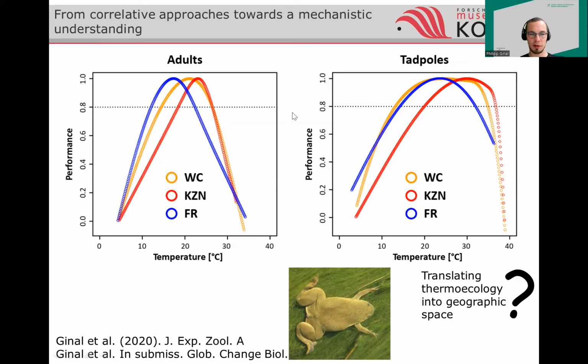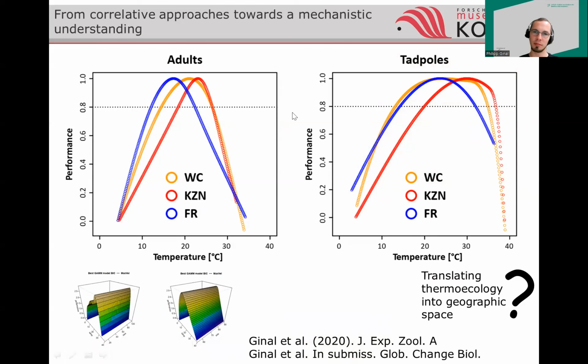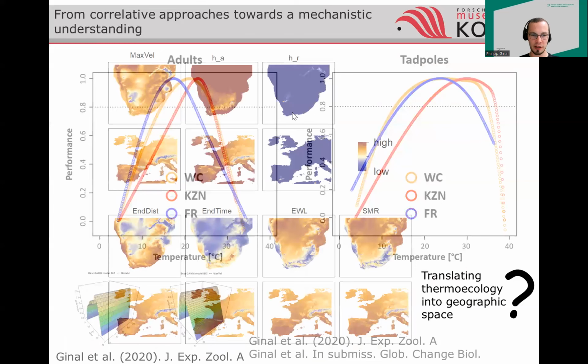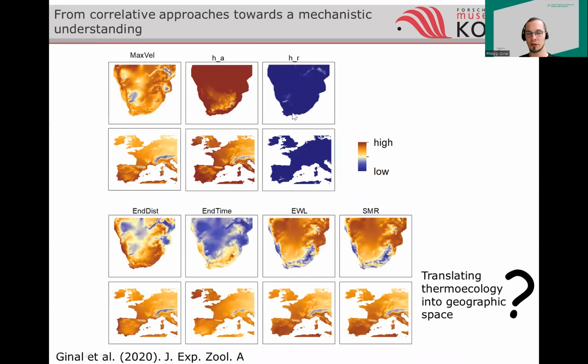Then the next step is that we translated this 2-dimensional plot into a 3-dimensional plot. At least for the adult frogs, we could include the size as a variable. And then we translate this thermal performance curve into geographic space.